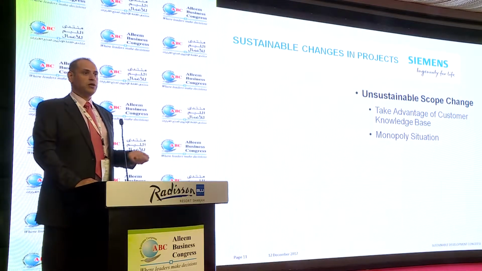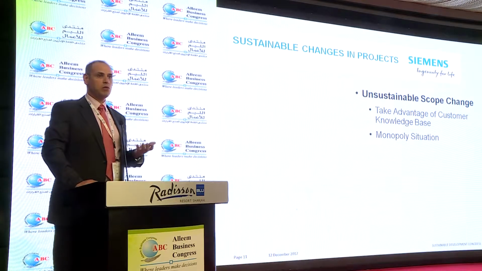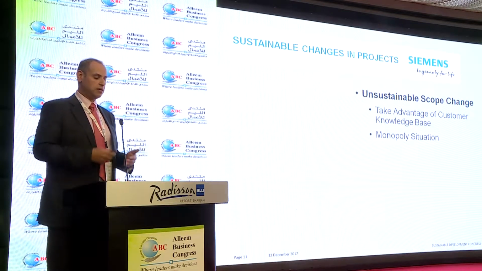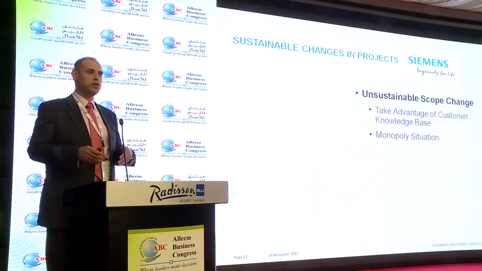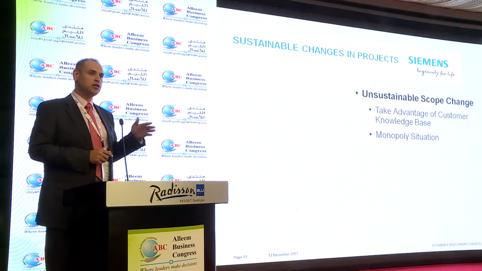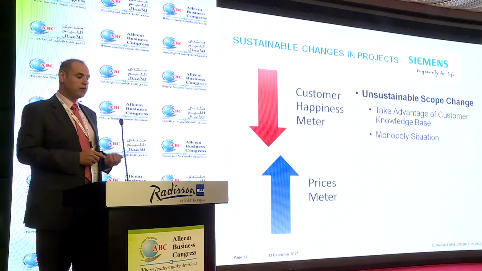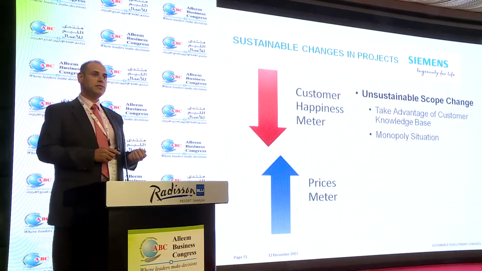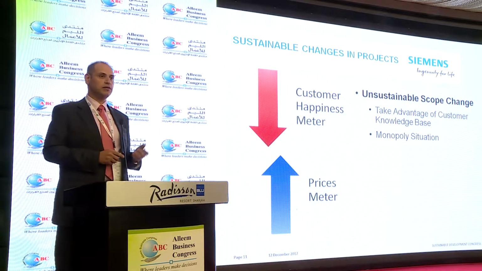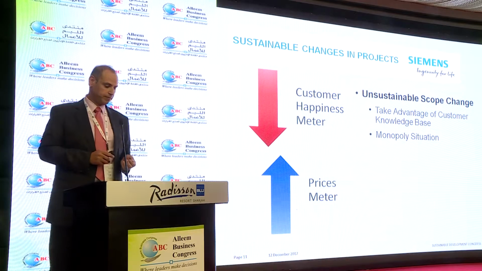Also, monopoly situations. More often than not, we've seen companies in monopoly situations capitalizing on this, change the scope here, change the scope there, and it just runs, and then your price meter more often than not goes up, your customer happiness meter more often than not goes down. It's not sustainable. They're going to stop going to you.